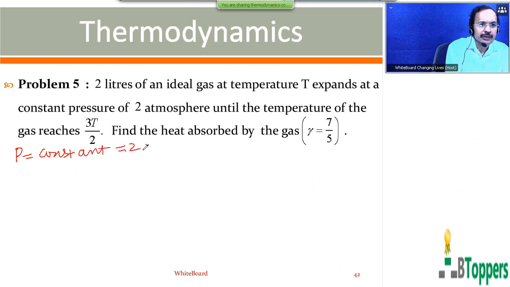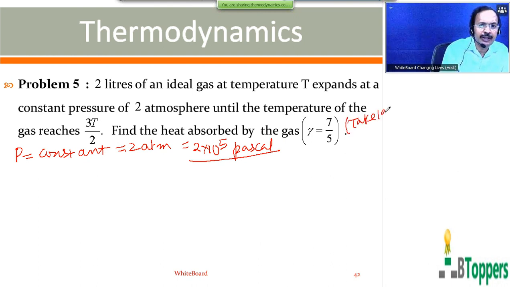2 atmosphere. So you take 1 atmosphere equal to 10 power 5 Pascal approximately in objective numericals. The actual value is 1 atmosphere equal to 1.013 times 10 power 5 Pascal. So for a given problem, you can write 1 atmosphere equal to 10 power 5 Pascal.